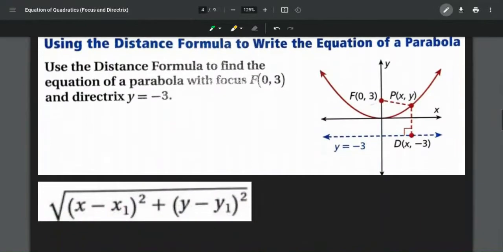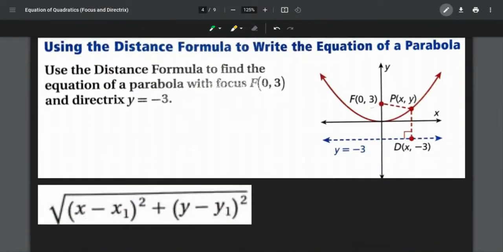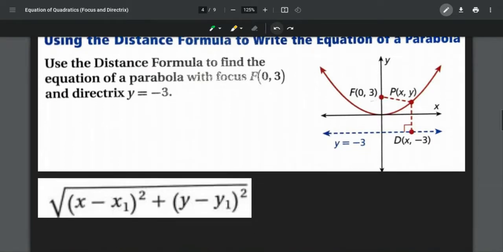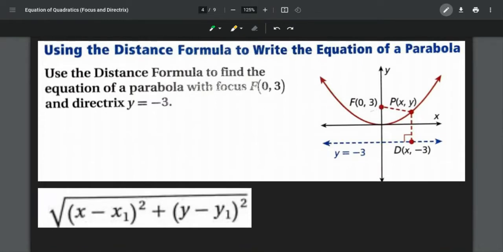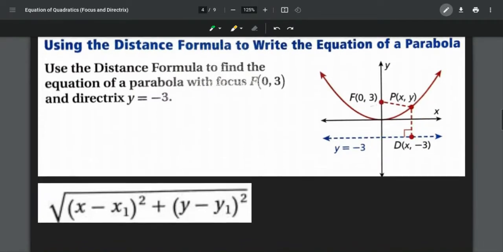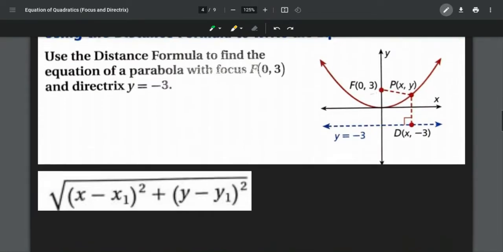So here's your job. Use the distance formula to find the equation of a parabola with focus 0,3 and the directrix y equals -3. Okay, notice that the directrix will always be a line, and there's a horizontal line through -3. All horizontal lines will start with y equals, and they will not show an x because the slope is 0. Okay, so here's the distance formula for you, and let's work it out.